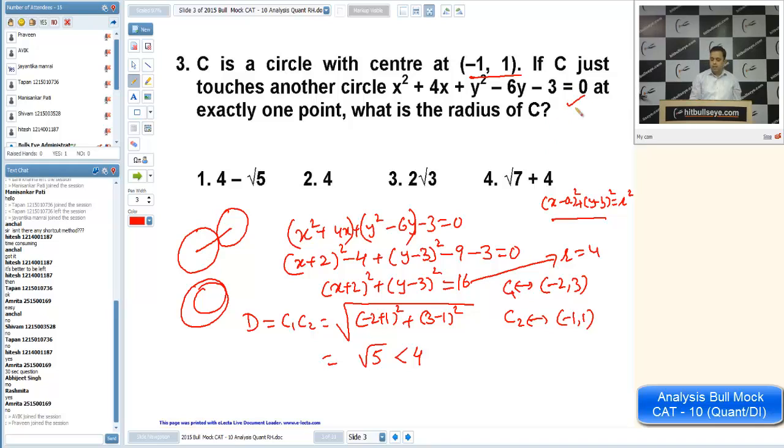That means these two circles are not touching externally. In fact, they are touching internally. So whenever we have two circles which touch internally, the distance between their centers will be equal to the difference between their radii. And the question is asking about the radius of C. So the radius of C will be equal to 4 minus root 5. Why? Because this distance is 4 and from here the distance is root 5. So the remaining distance will be equal to 4 minus root 5. Okay, come to the next question.